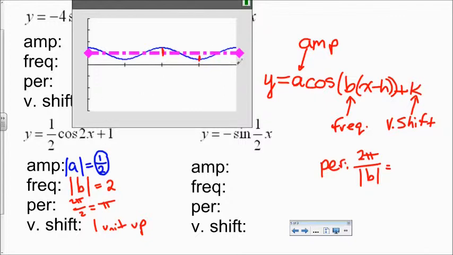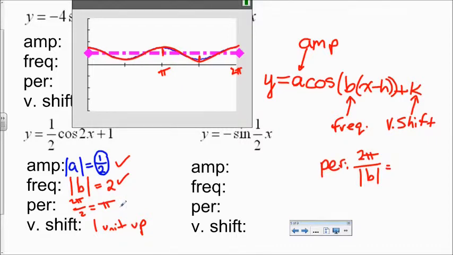The frequency, well, way out here is 2 pi. Okay, 3 pi over 2 and pi over 2. So we're tracing along this graph. We're seeing our frequency is how many. So that's 1 cycle, 2 cycles. So 2 cycles within a 2 pi interval. Check, check.